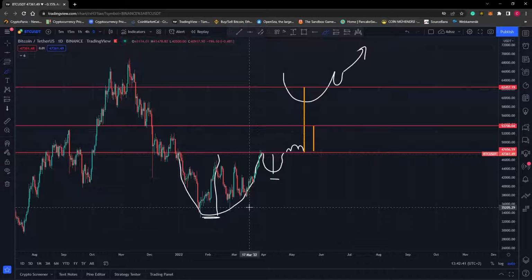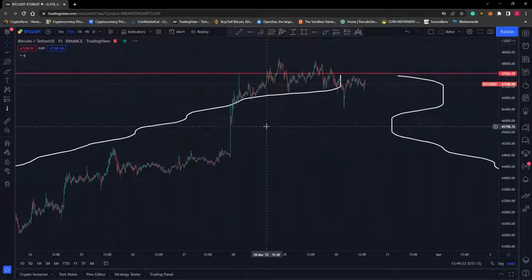The cup and handle pattern is easy to find in 4 hours to daily time frames, but we can identify them in 15 minutes to 5 minutes charts too. For example, let's go to the 15 minutes time frame. Let's zoom out a little bit.